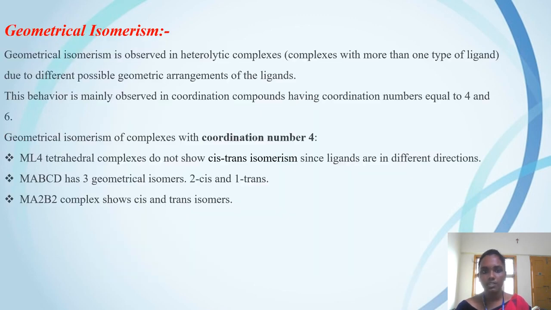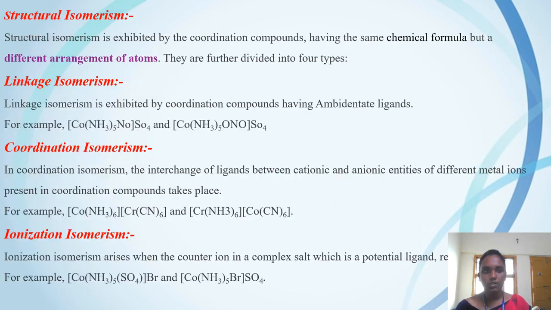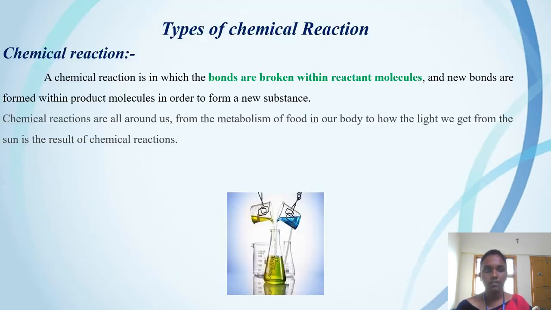And next, geometrical isomerism. It is mainly observed in heteroleptic complexes. They often have a coordination number of 4 and 6. Geometrical isomerism is also seen with coordination number 4. And next, structural isomerism. They have the same chemical formula but a different arrangement of atoms. They are further divided into types: linkage, coordination isomerism, and ionization isomerism.